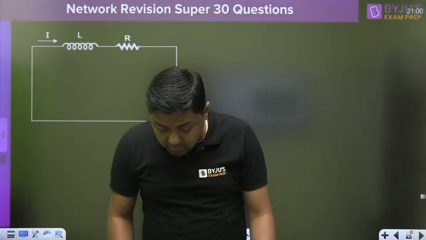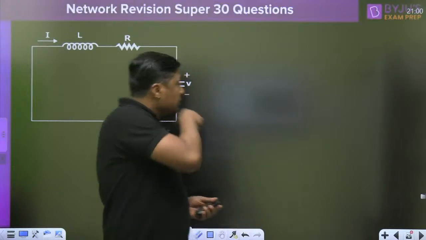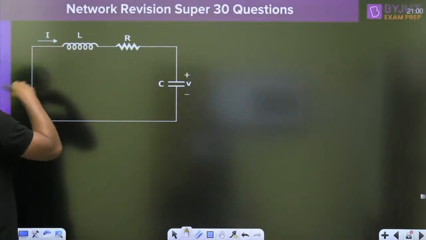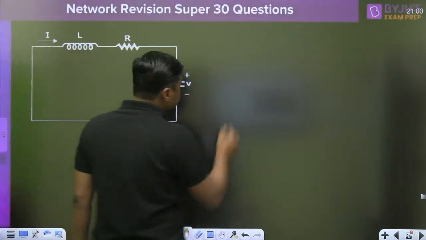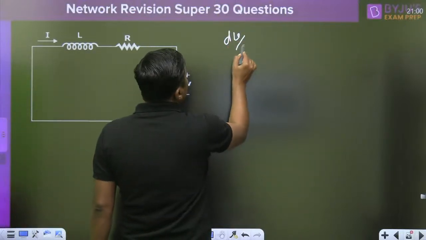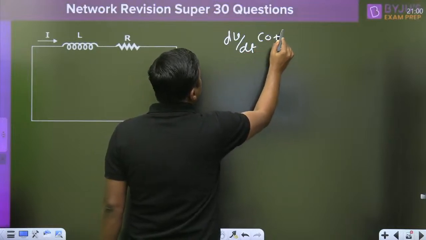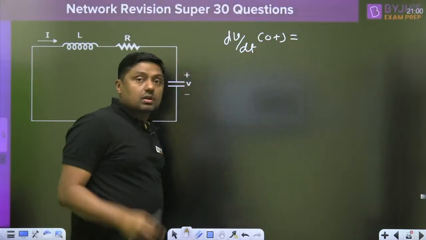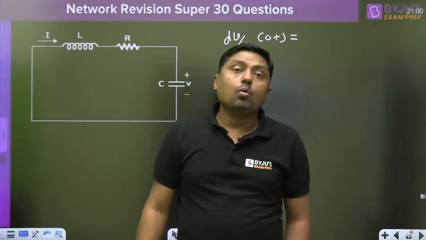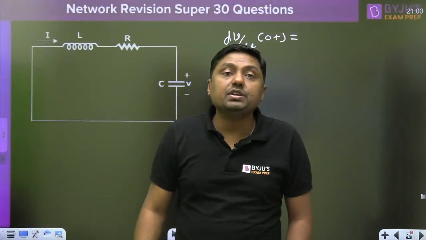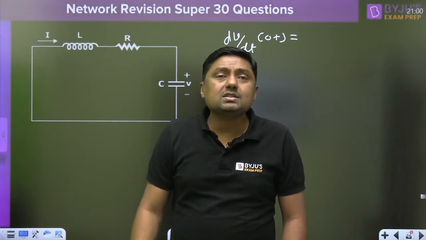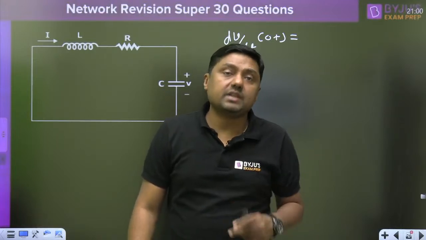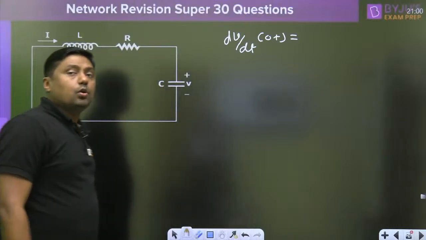Second thing, sometimes they require the value of dv by dt in this question. What is the value of dv by dt at 0 plus? Yes please, in the comments box give me the answer. What is the value of dv by dt at 0 plus? Right, that answer is in kilo ampere per second. Answer is not kilo ohm.